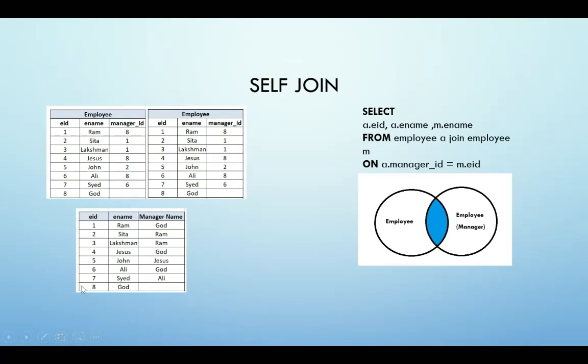I just represented it here for your understanding, but the output will not have the 8th record, God, because there is no related manager in the manager ID column. So you will only get 7 records as output. Just to help you understand, I have represented the 8th record, which will be blank. When you go with a left join, or a right join, you will get the 8th record.